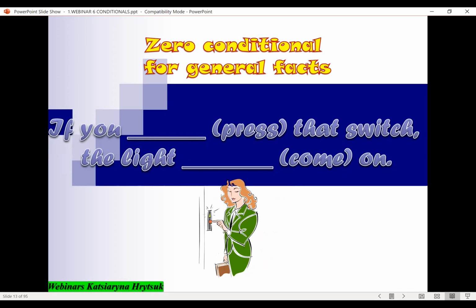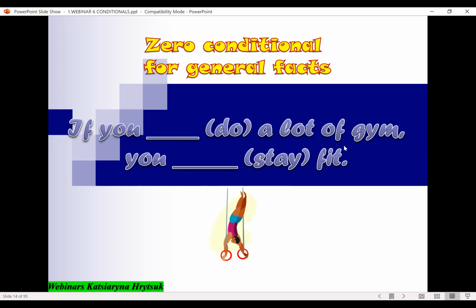If you press that switch, the lights come on. Very good, thank you. The youngest student here, right? So if you press that switch, the light comes on. So why do we use S here, Olivier? Because it's it. Thank you. Next one, Natalie?